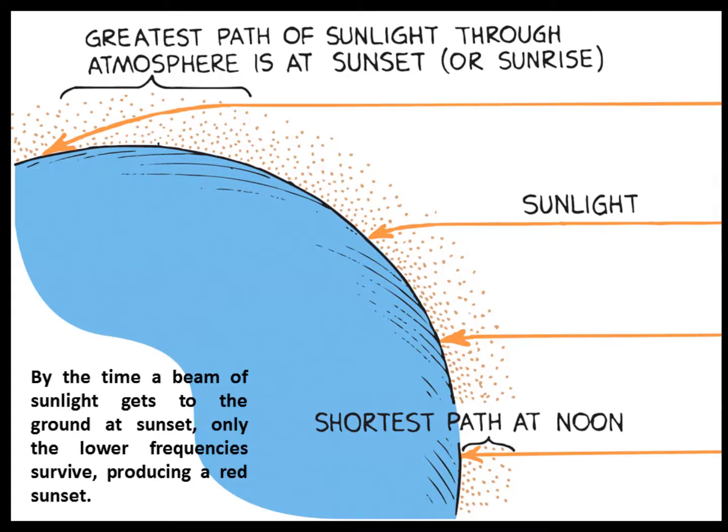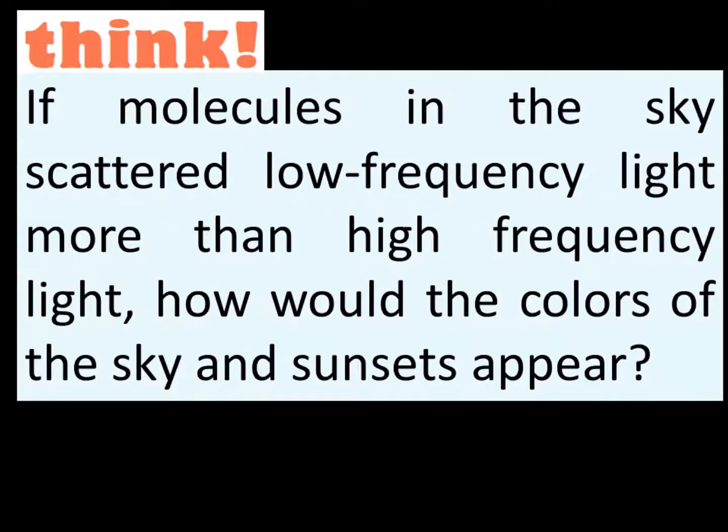Here's an example. By the time a beam of sunlight gets to the ground at sunset, only the lower frequencies survive, producing a red sunset. The greatest path of sunlight through the atmosphere is at sunset or sunrise. You can see here that the shortest path is at noon, and the thickest layer is in the early morning or in the evening.